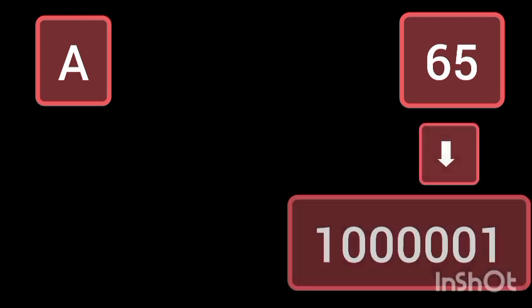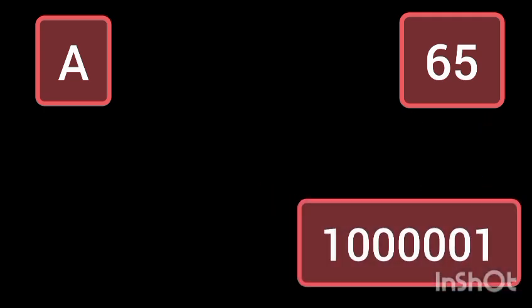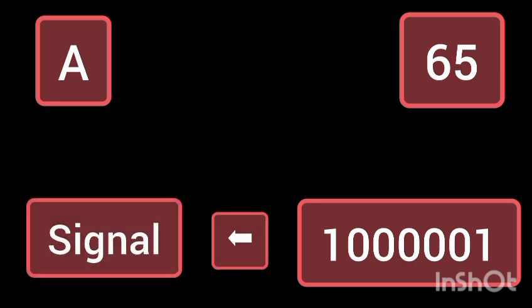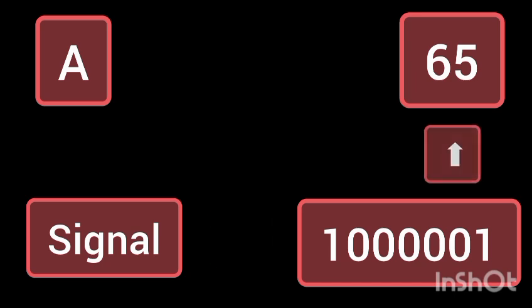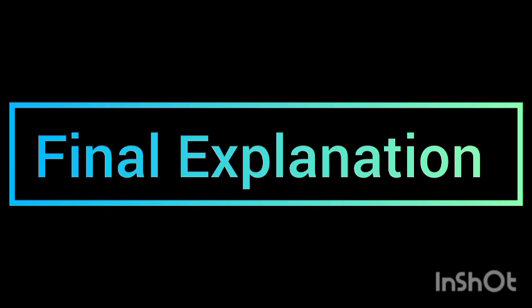Now in this process, understand how a program is converted into signals. First we will write A. A has an ASCII value of 65. Then it will be converted into binary or the byte code. Then it will be converted into the signals so that the computer can understand, and in the same process it will come back.